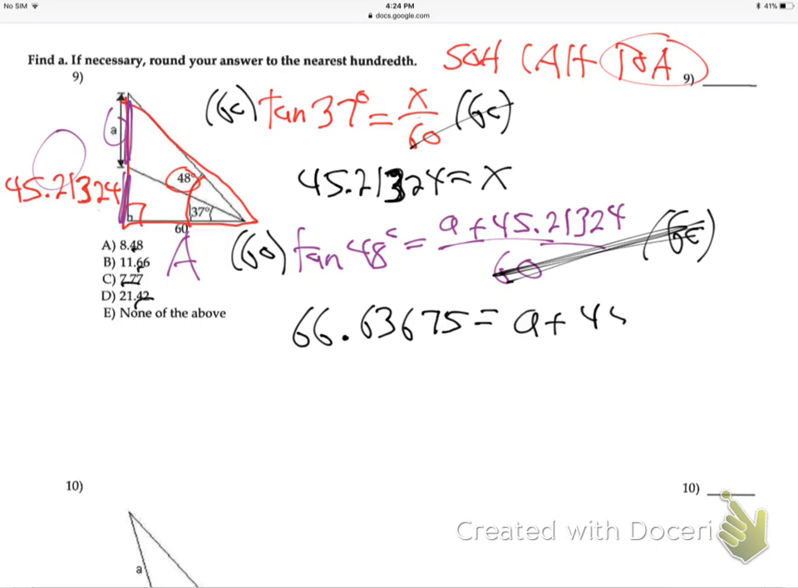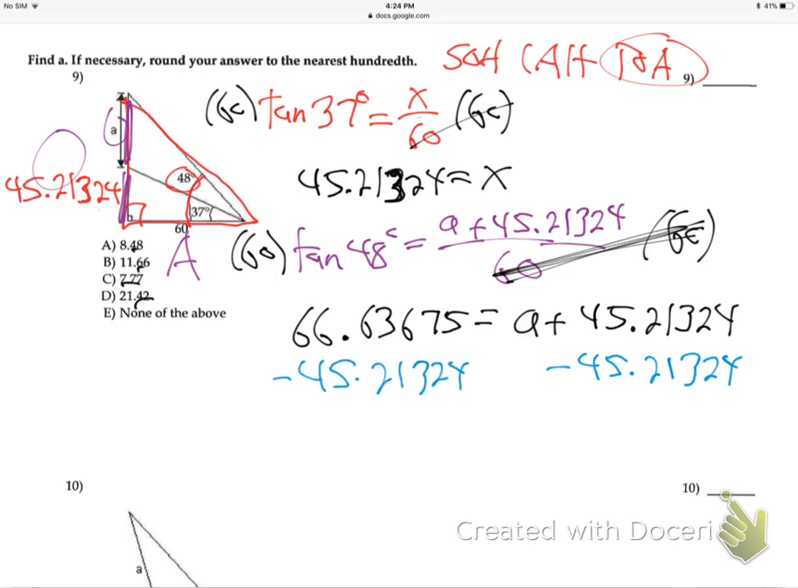So little a plus 45.21324. So last step, subtract the 45.21324. Subtract 45.21324. And little a equals 21.42. There it is, answer D.